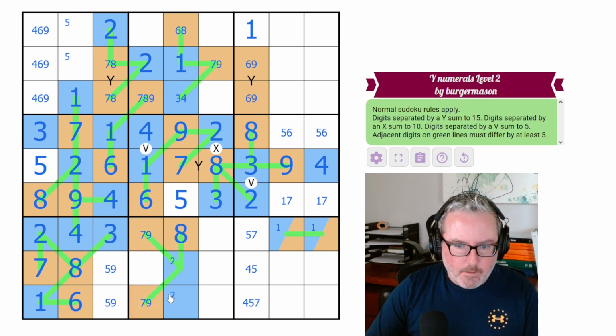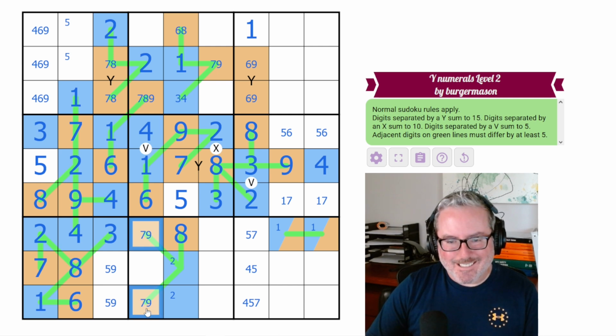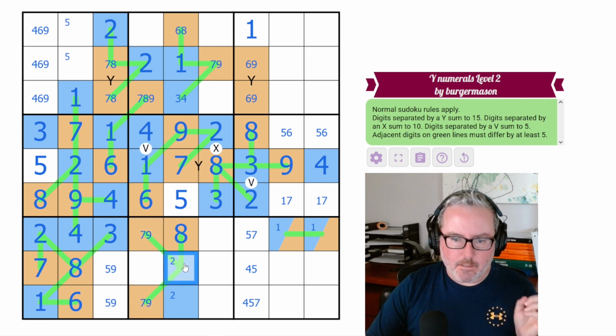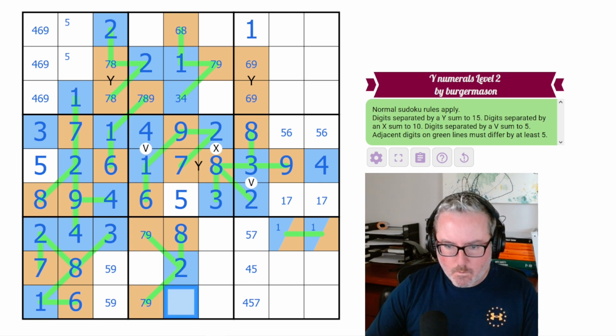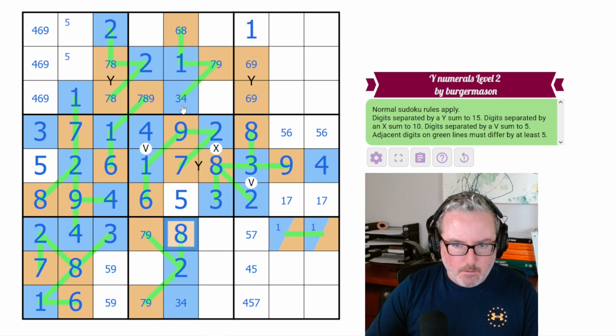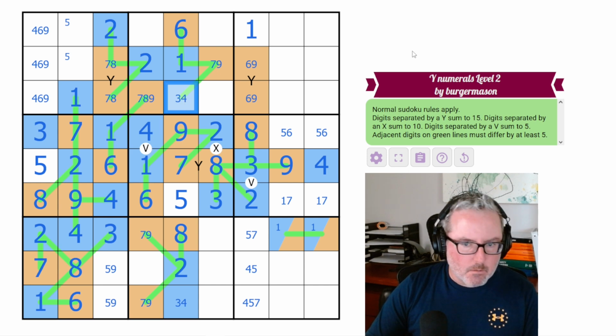Now, this is a 7, 9. So one of these is a 7, which means this one has to either be a 1 or a 2, and it can't be a 1. So it's a 2. Good. And this is either 3 or 4. That's not quite determined, but the 8 here says this is 6. This guy is not quite determined yet either.